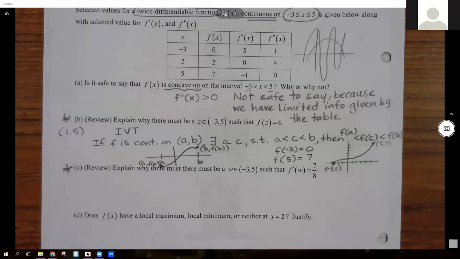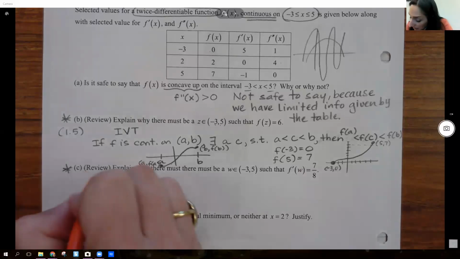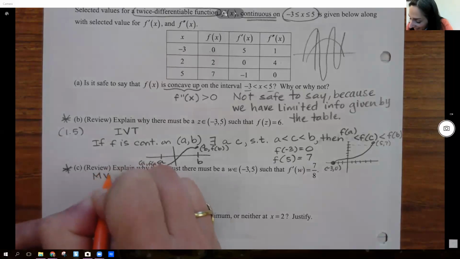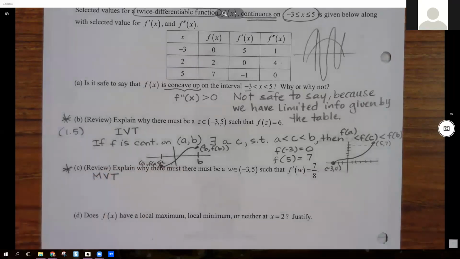Is this one MVT? Good. Or right, did I pick the wrong one? No, that's it. Got it. It's the right one. MVT, right.